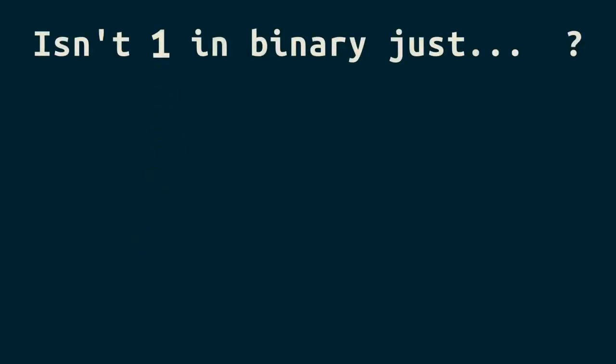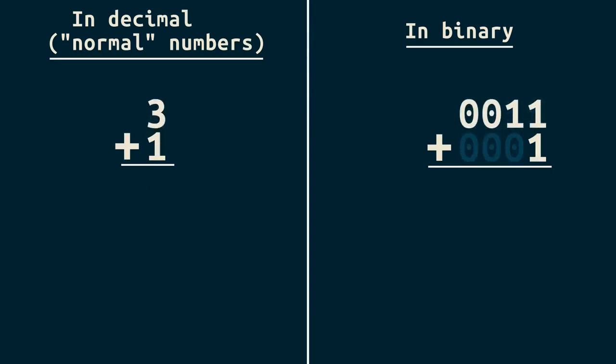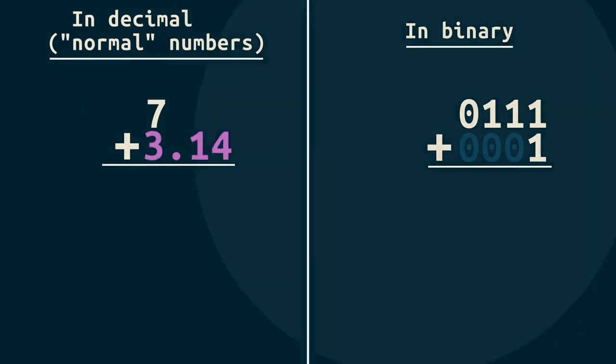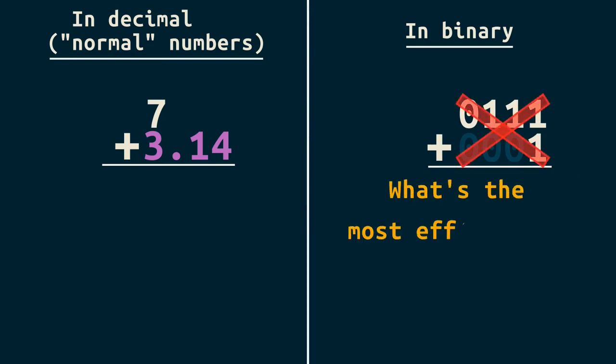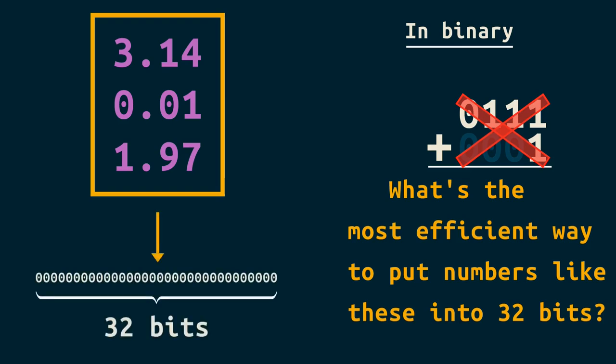So you probably expected a 1 in binary to look like a 1. Kinda obvious, right? Now let's start adding to it, counting up by 1. Simple enough, right? For integers, this is exactly how it works inside the computer. But what if I want to add this much, or this much, or this much? The simple representation here won't work. So what's the most efficient way to put numbers like these into 32 bits?